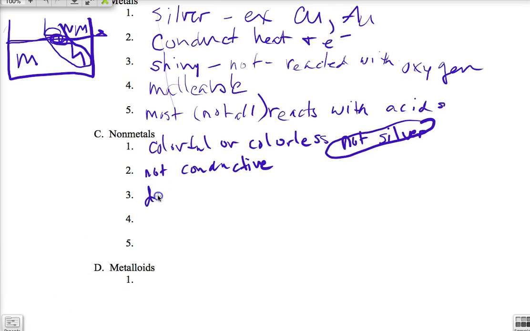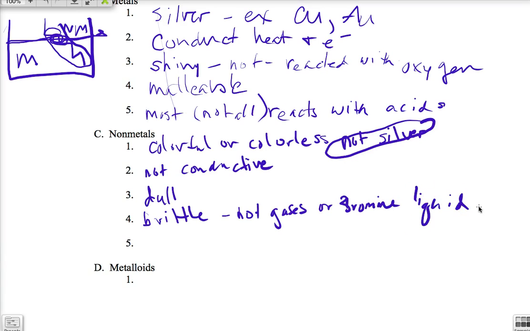No. What's the opposite of shiny? They're dull. You don't see shiny carbon. Charcoal is not shiny. Gases are not shiny either. The opposite of malleable is brittle. What does that mean? If I were to take a hammer to a charcoal briquette, it's going to shatter into a thousand little pieces. Sulfur is the same way if you smack a hammer to it. What about gases? You can't really call them anything, and the same goes for liquid bromine. So you just don't classify them as anything.